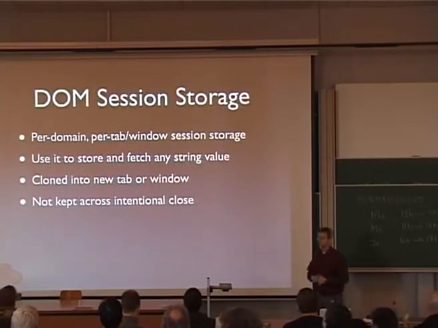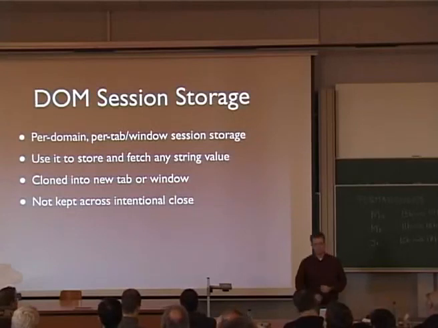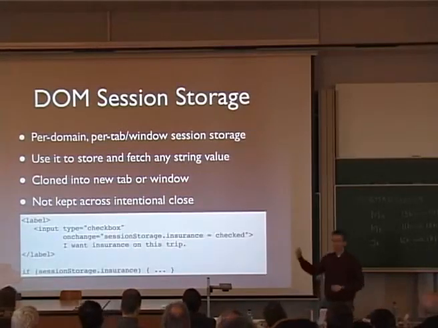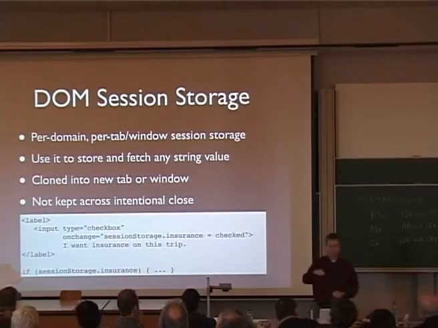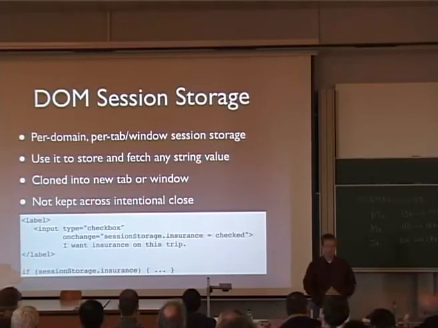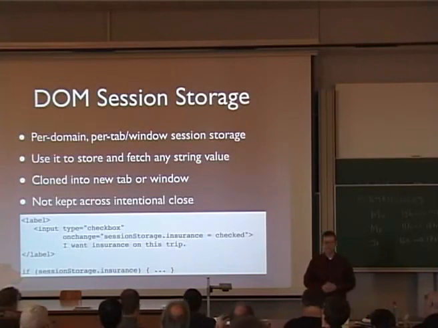DOM session storage. You can think of it basically as a big hash table on the local disk that is associated with your session. So it goes away if the browser is explicitly closed. It stays around if it crashes or something else happens. And you can use it to basically fetch any string value you want. So in this case, I'm just shuffling the value of the checkbox on my web page into my DOM session storage under a variable named insurance. And then I can go back and query the value of that variable later on within my session.